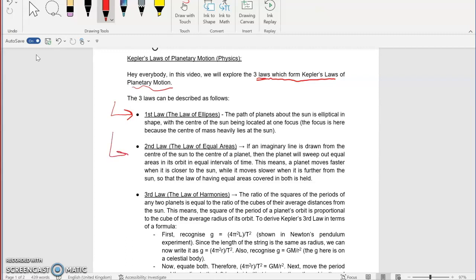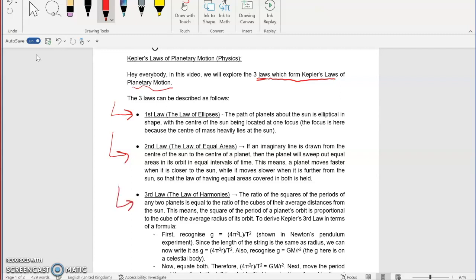The second law, the law of equal areas. If an imaginary line is drawn from the center of the Sun to the center of a planet, then the planet will sweep out equal areas in its orbit in equal intervals of time. This means a planet moves faster when it is closer to the Sun, while it moves slower when it is further from the Sun. So the law of having equal areas is covered in both.